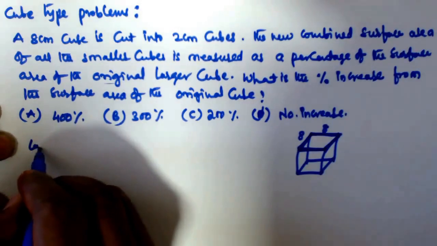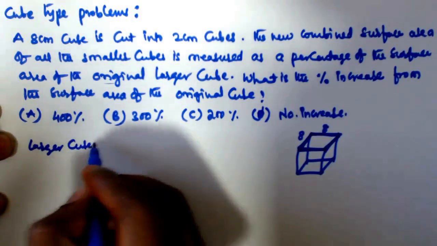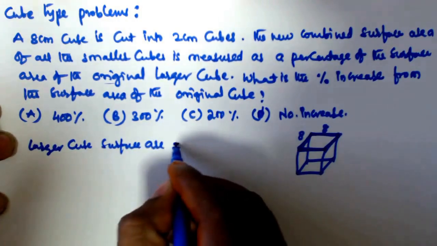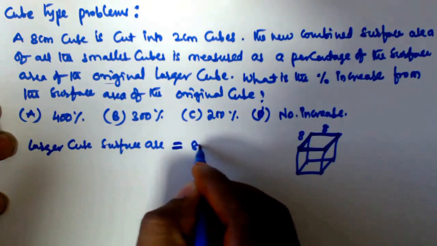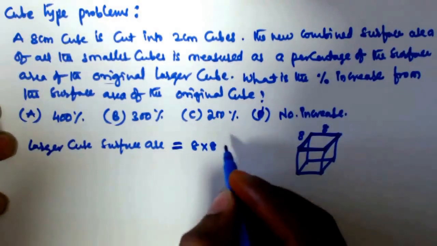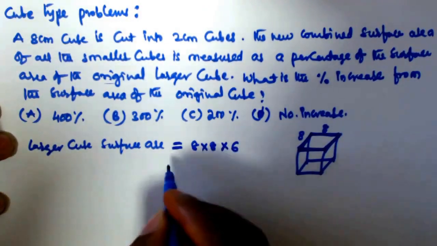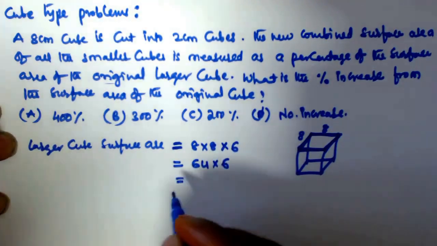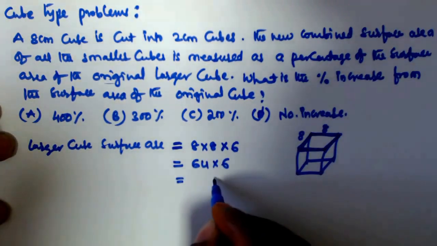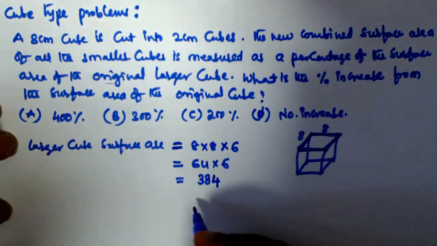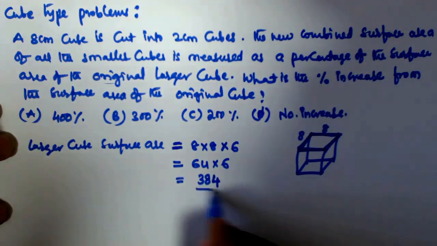So the larger cube surface area is equal to: one face area is 8 into 8, and there are 6 faces, so that's why I'm multiplying this by 6. 8 into 8 is 64, into 6. 6 times 4 is 24, 6 times 6 is 36, plus 2 is 38, so 384. So the larger cube surface area is 384.